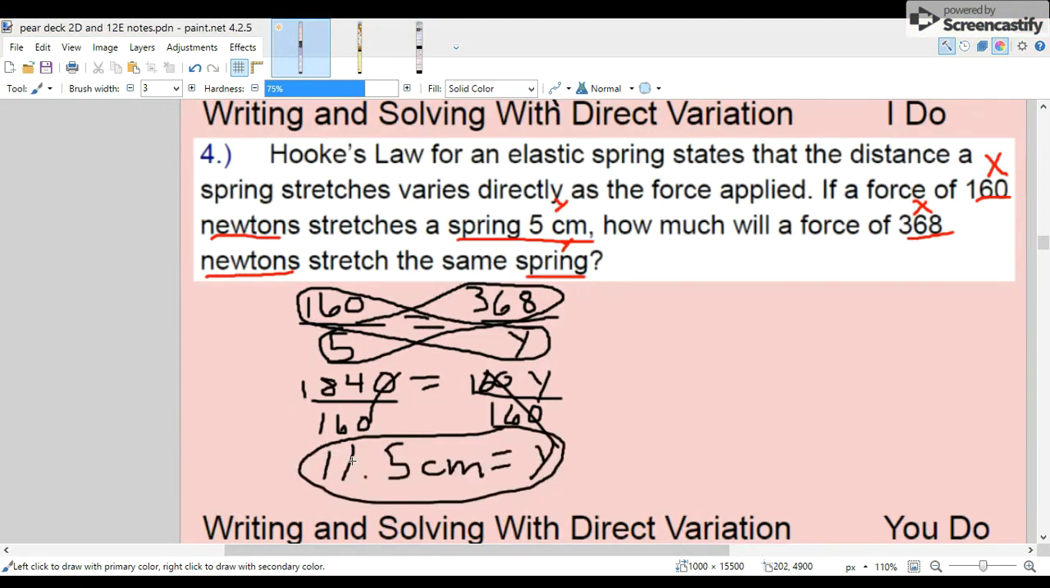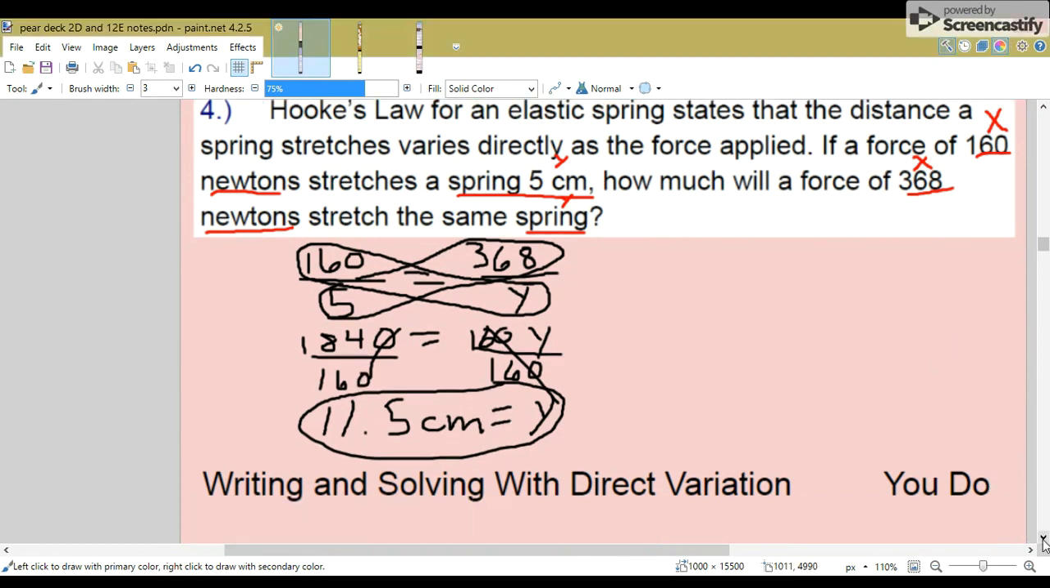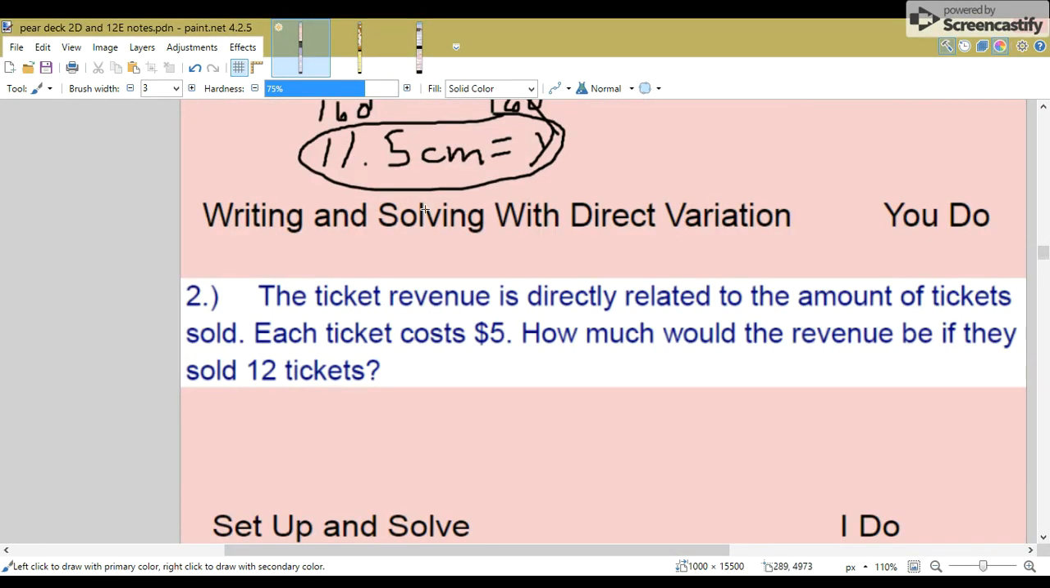So you have 11.5 centimeters equals y. Let's go to the next one. So you're going to try this one. Writing and solving with direct variation. The ticket revenue is directly related to the amount of tickets sold. Each ticket costs $5. How much would the revenue be if they sold 12 tickets?